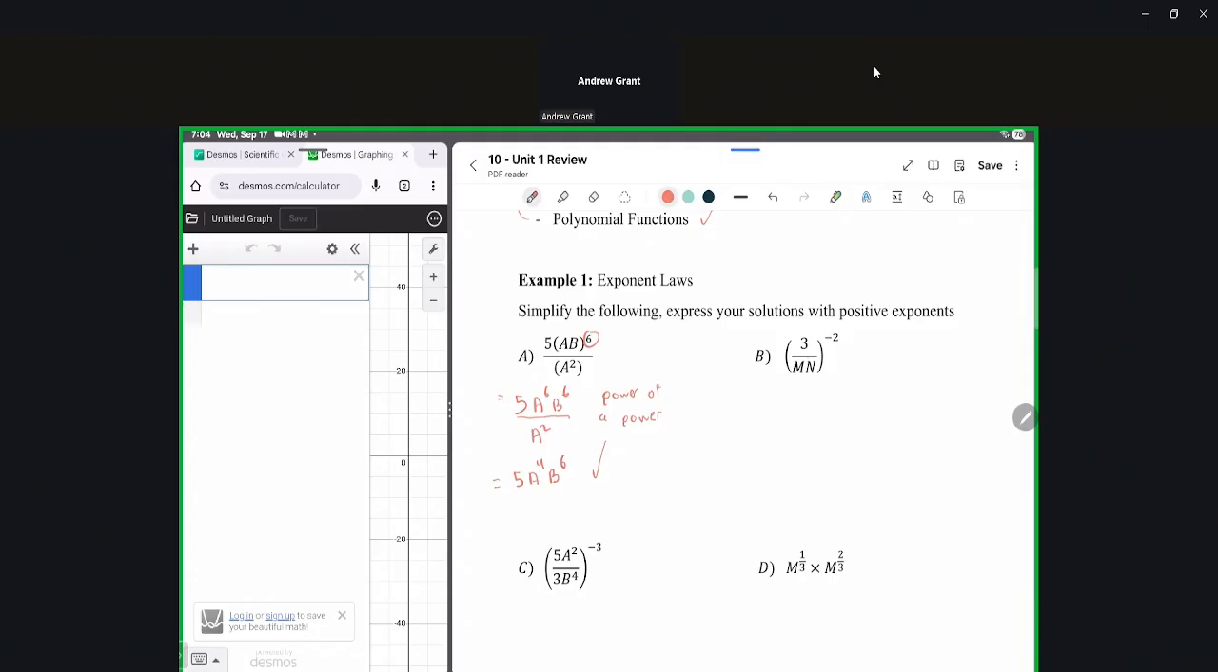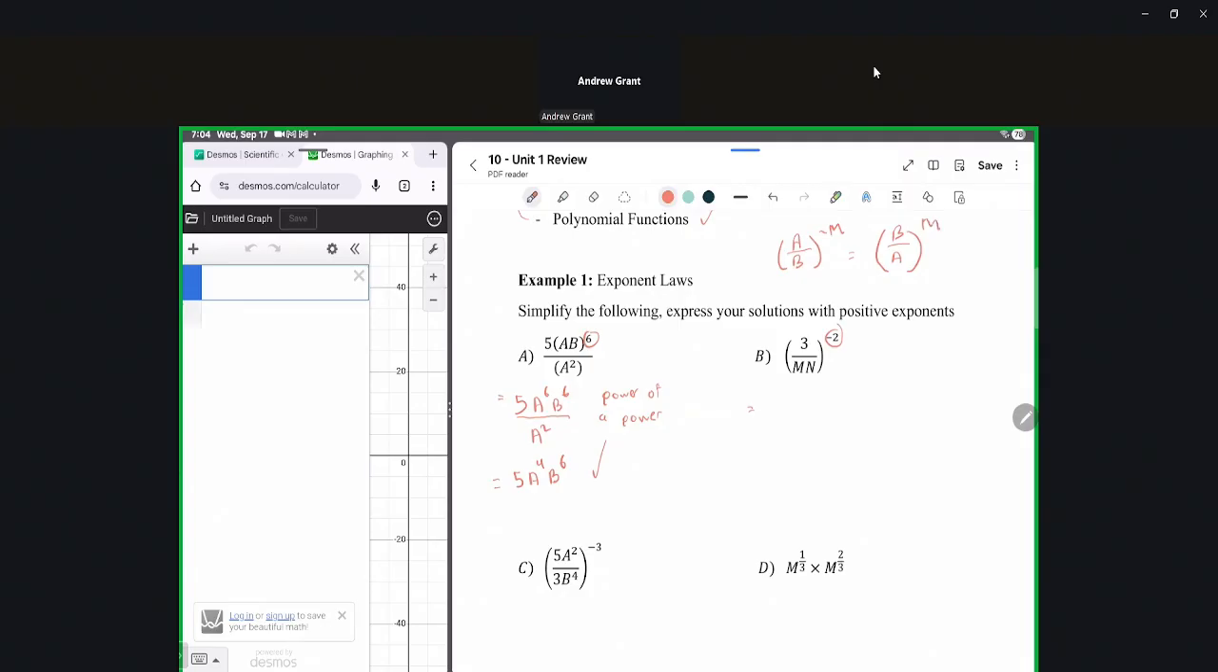Letter B, we have in brackets 3 divided by m times n, to the power of negative 2. First thing we want to do, and I would recommend this, is to apply the negative exponent. When we apply a negative exponent, that means to take the reciprocal of the inside. Recall that if you have, say, a over b to the power of negative 1, that's the same thing as b over a to the power of 1. Or if you prefer, we can say negative m and positive m.